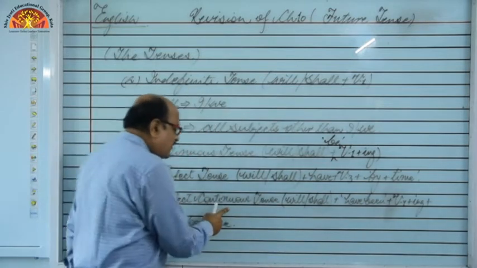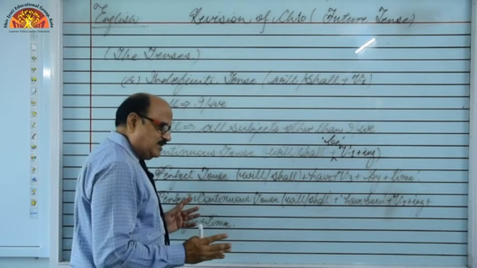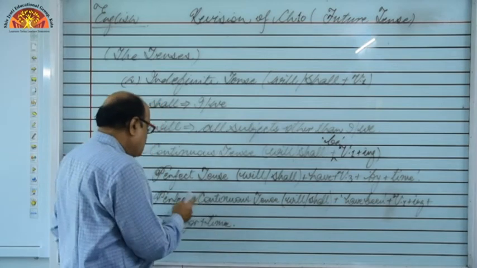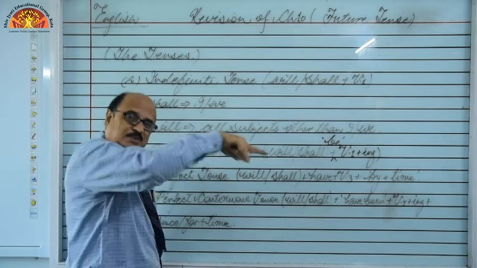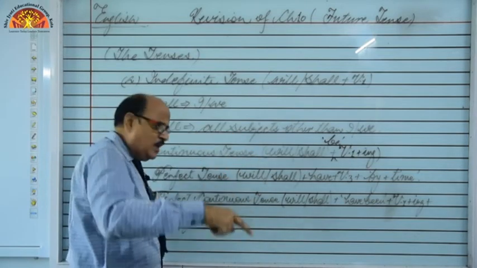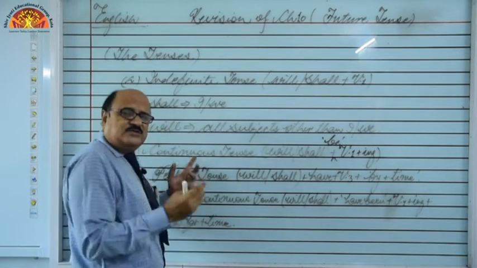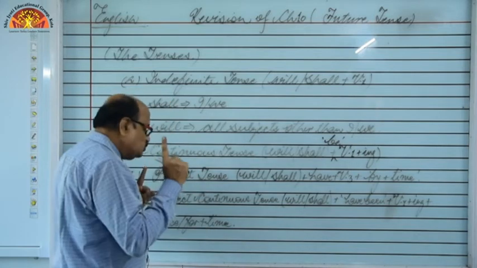Next is perfect continuous tense. Now, it must have become very much easy for you that this is also the combination of two tenses. I told you in the case of present tense, in the case of past tense, I told you that perfect continuous tense is always the combination of two tenses.